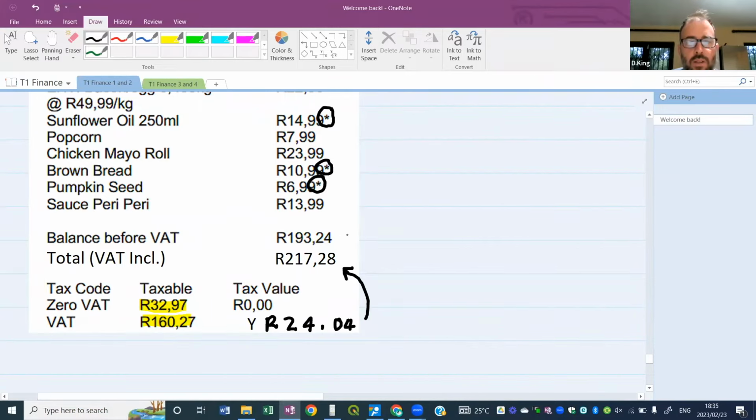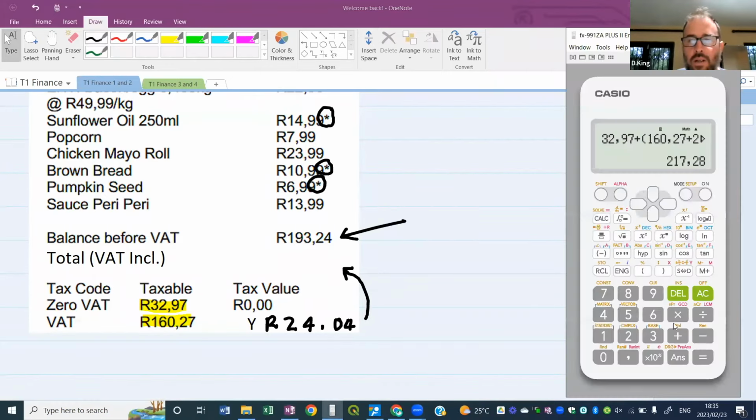It's quite deceiving on a shopping list because they show you this value here. All right, they show you that value there. Now, let's do a little exercise. Imagine if you didn't have all this information and you didn't know what was zero VAT rated or what was VAT rated, okay? And they just showed you, I'm going to delete that for a second, they just showed you your balance before VAT was 193.24. And you wanted to figure out how much VAT you're going to pay.